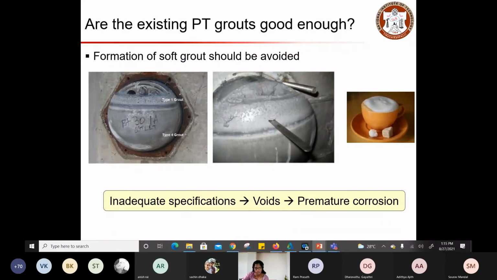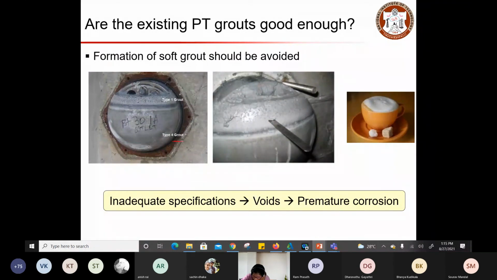So how to ensure that, after providing such a thing, you need to ensure there is no formation of soft grout. That should be avoided, because when you have something very soft, like a foamy kind of thing, it will have a lot of pores, and that will lead to moisture ingress, and the strength will also be less. So here is an example of such formation of soft grout. Typically it looks like the foam of your coffee. In such cases, you need to ensure that you are not using this type of grout for covering it.